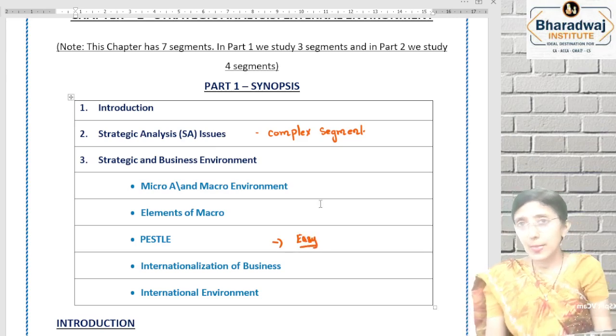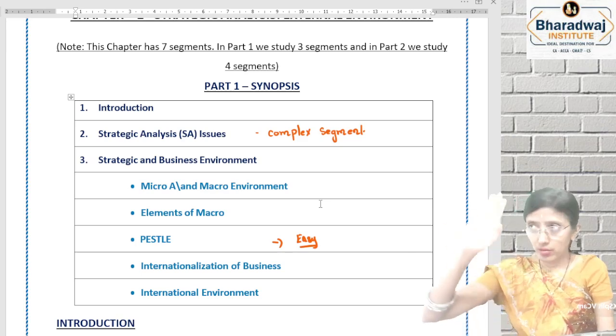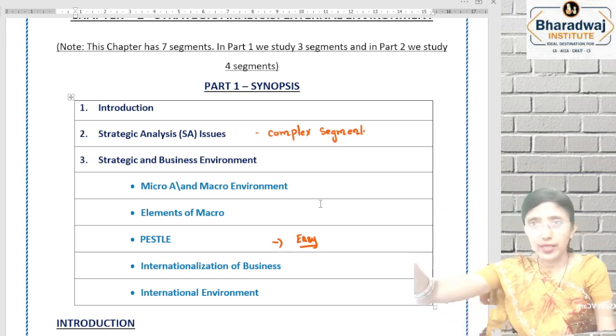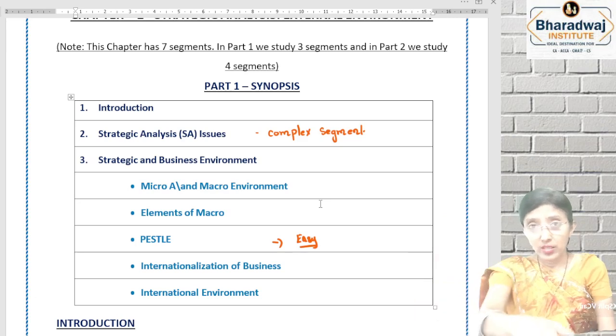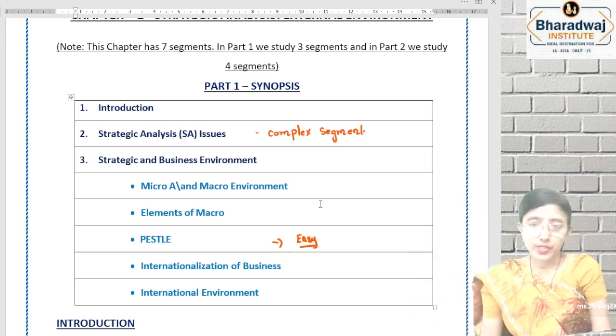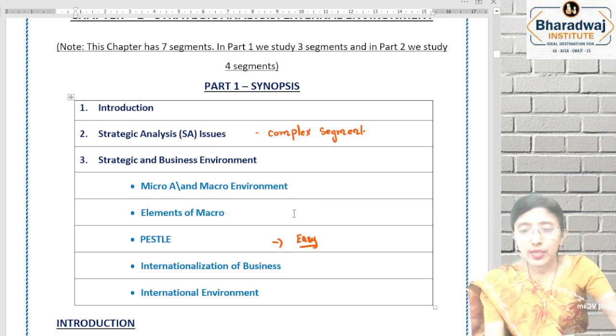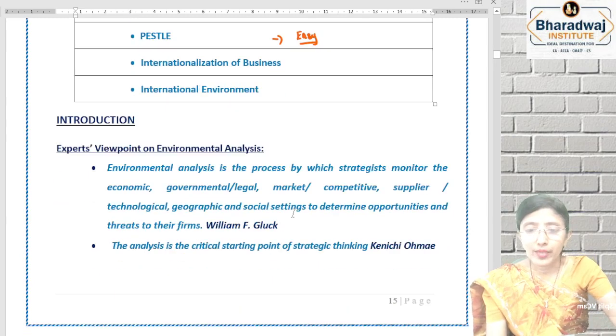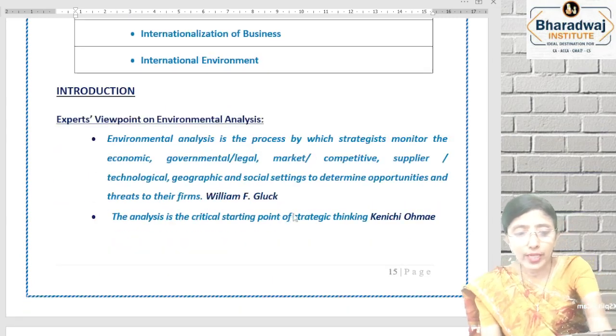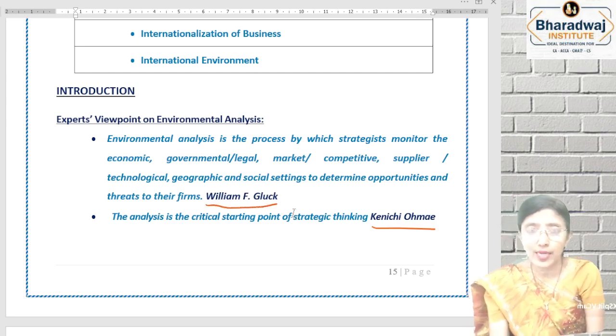The puzzle is easy. You can draw the diagram with or without the case study. But this is complex: strategic issues, strategic analysis and issues. Now, look at the topic, experts' view. Take down the names of the two experts. In the classroom exercise segment, I'll ask you to recollect William Glueck and Kenichi Ohmae.